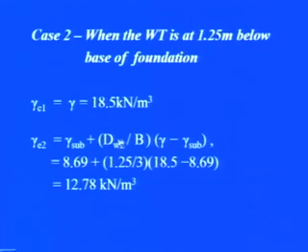Now, case 2, when the water table is at 1.25 meter below the base of the foundation, this gamma E1 is taken as gamma, 18.5 kilonewton per meter cube, and this gamma E2 is taken as gamma submerged plus Dw2 by B times gamma minus gamma submerged. If you substitute different values of gamma submerged, gamma, gamma saturated, etcetera, you will find that it comes out to be equal to 12.78 kilonewton per meter cube.